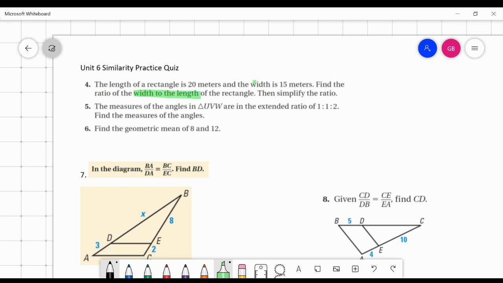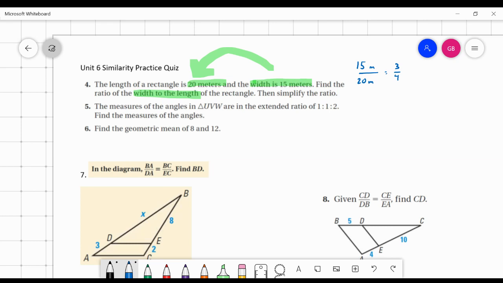So from this number to this number, it's going to be 15 meters to 20 meters. And that simplifies to 3 over 4. Okay, that's the ratio, 3 to 4.